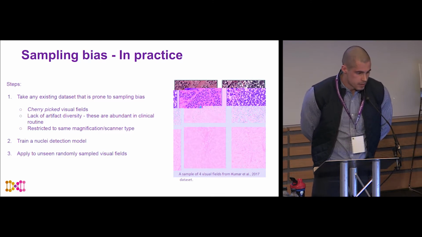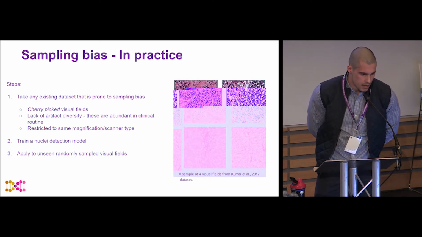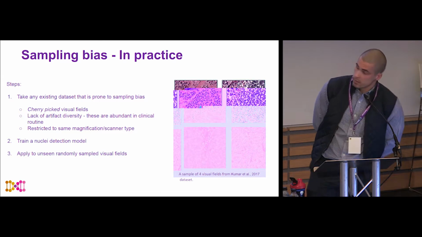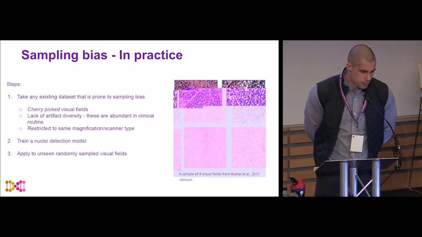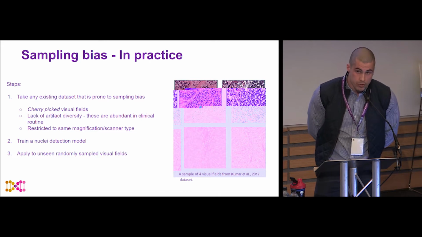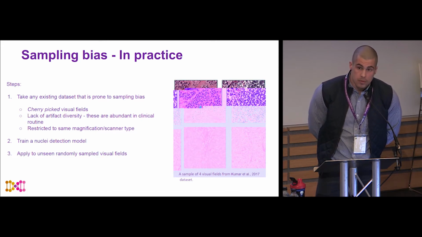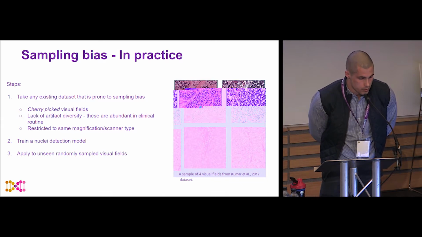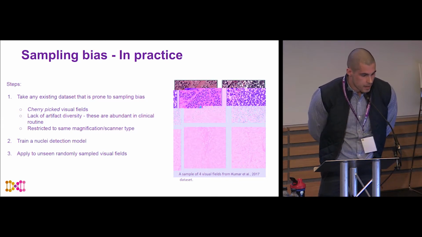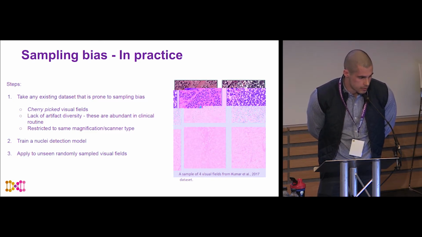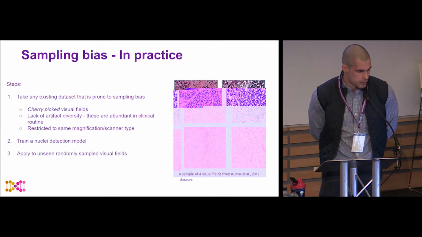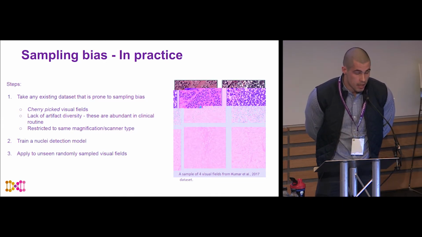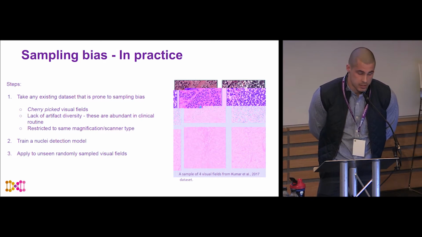So we conducted an experiment of sampling bias in practice, and I apologize for the graphics being screwed up. These are 4 visual fields from the Kumar dataset, on which we trained our detection model. The specifics of these Kumar visual fields is that they are really beautiful visual fields. There is nothing going wrong in them. There are just beautiful nuclei there. Obviously, you can't see that in this picture. These are what we essentially mean by cherry-picked visual fields. They have a lack of artifact diversity, which are abundant in clinical routine, and they most likely are restricted to the same magnification and scanner type.